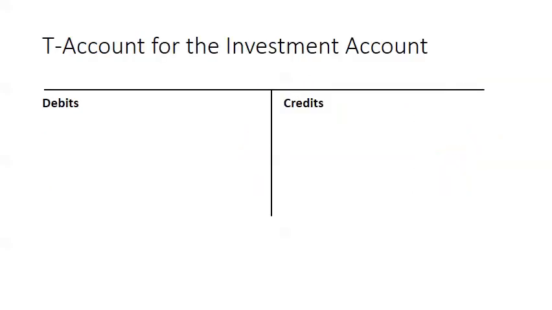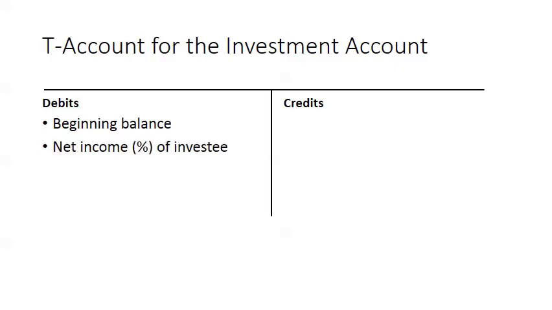So what does the T account look like for the investment account? So this is the investment account. We're going to start with our beginning balance. Of course, it's an asset, so it has a debit. We're going to increase, which is a debit, for the net income of the investee. Don't forget to multiply that by our ownership percentage. That's why I put this percentage sign in, whatever percentage you own. Then we're also going to recognize any deferred gain that we've realized from previous periods.